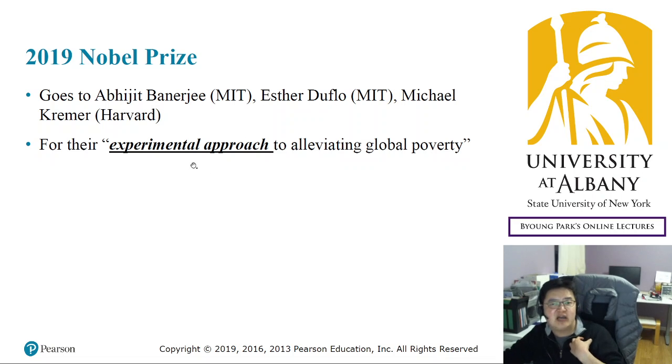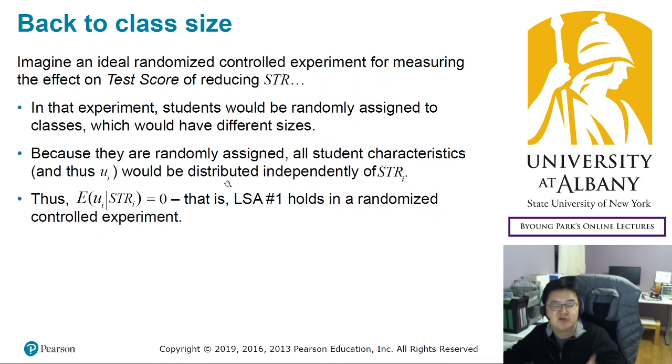And as an economist, I appreciate their contribution as an experimental approach. They try to mimic the ideal randomized control experiments as much as possible in their data and in their models. So it was a kind of revolutionary work in economics. But still, I think there are other very famous economists who deserve the same award for the same reason. Anyhow, it's important, it's serious, and it's quite recent. Still, it's a revolutionary approach in economics. You are learning very up-to-date econometrics.